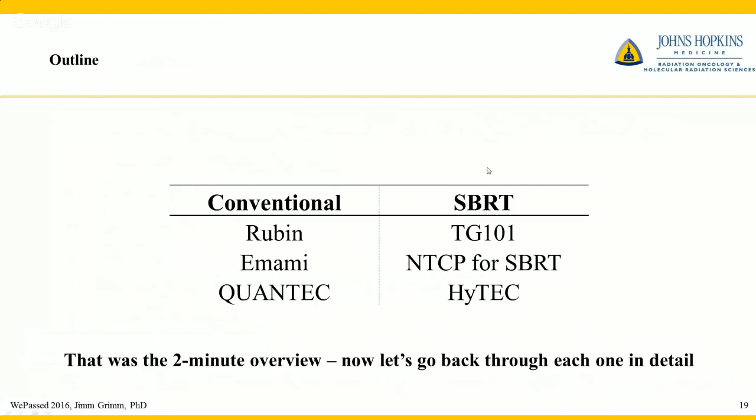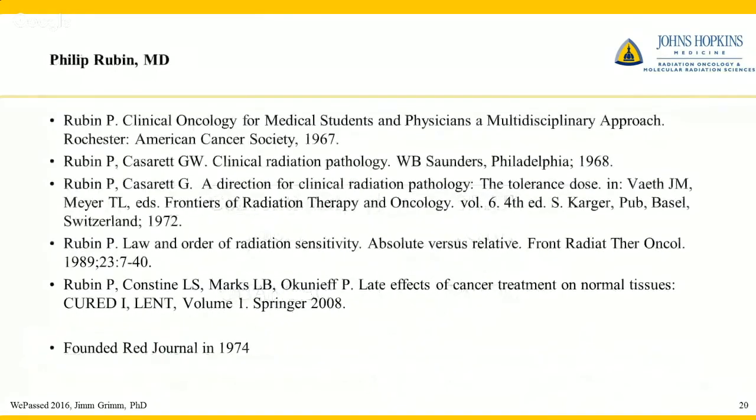So that got us all the way through, at least to say what each of these projects is. And now I want to take just a few minutes to go back through in a little more detail. So Philip Rubin was the first one that I know of who had a large-scale comprehensive list of dose tolerance limits like this, starting from before I was born in textbooks. He's been doing that for a long time, continuing up to 2008 is their latest work on that. And he founded the Red Journal and was chair of his department. It is quite remarkable.